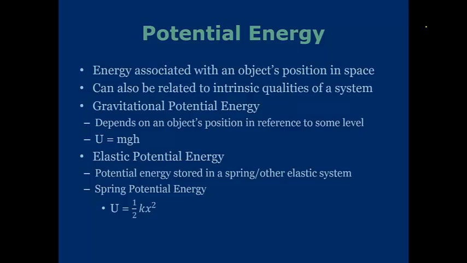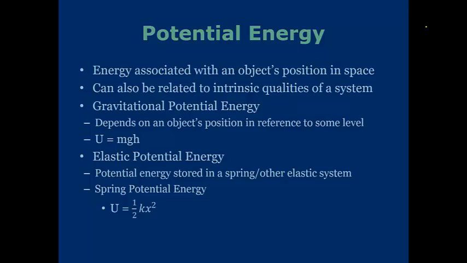Gravitational potential energy depends on an object's position in reference to some level. For example, if I were to hold a ball in the air, if I were to drop that ball, it would have a certain potential, and it would switch to kinetic energy as the ball fell. But while it's dangling in my hand in the air, it only has potential energy. This energy is represented by the equation U equals mgh, or potential energy equals mass times gravity times height.